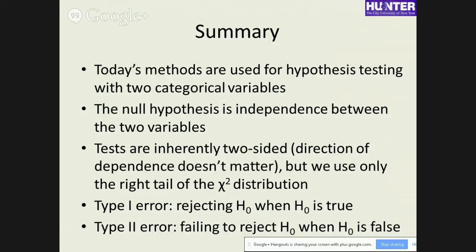All right, so just a quick wrap up. These are for two categorical variables. They can be binary like we did today, or they can have more categories. That's fine. The tests are the same. The null hypothesis is independence. It's a two-sided test in that departures in any direction from the null hypothesis can give you a small p-value, even though the test statistic is just one-sided. Type 1, type 2 errors, they're the same.